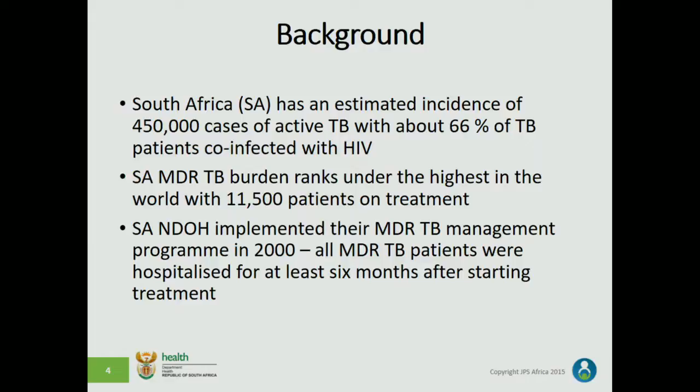Now, South Africa has an estimated incidence of 450,000 cases of active TB, with about 66% of these co-infected. We know that South Africa also has the highest prevalence of HIV worldwide. South Africa's MDR-TB burden ranks among the highest in the world, with about 11,500 patients on treatment. I'm not saying diagnosed, I'm saying on treatment.